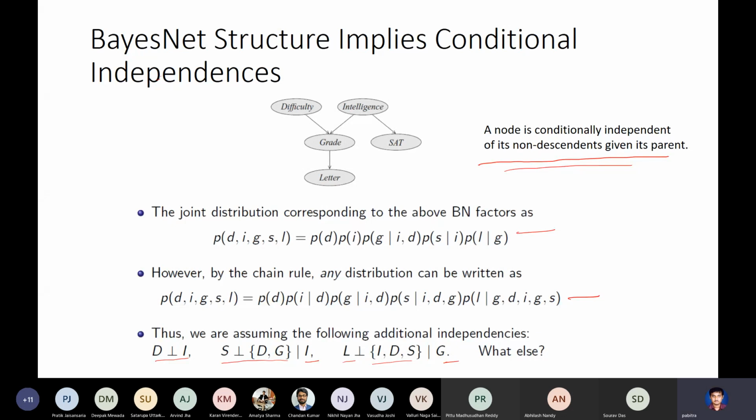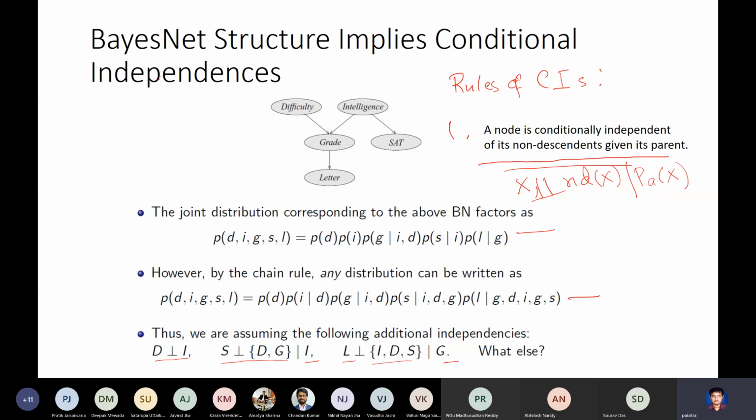I'll start with the first such rule. Rules of conditional independences. Rule 1: a node is conditionally independent of its non-descendants given its parents. So that means a node X is conditionally independent of non-descendants of X given parents of X.